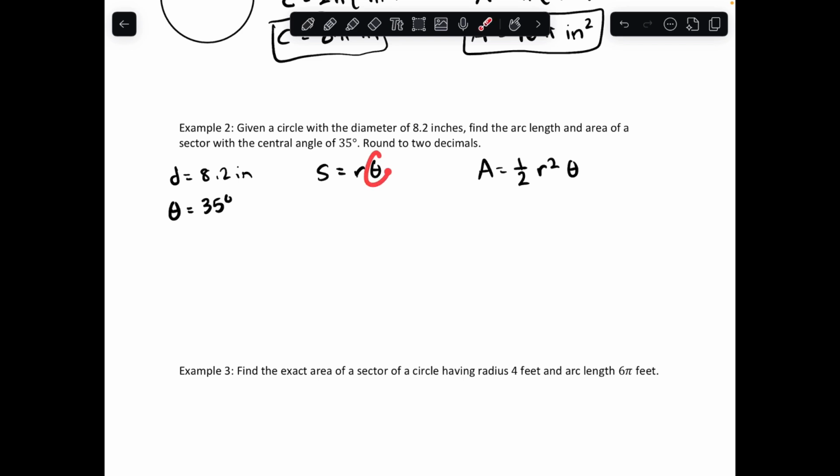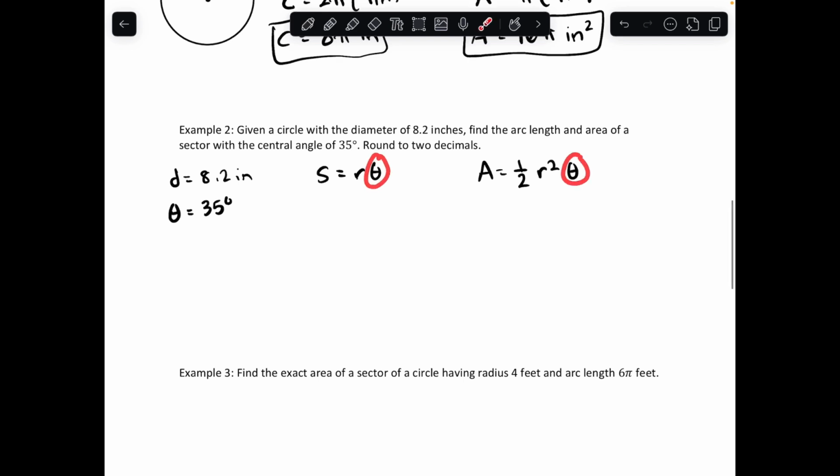We need to remember that our theta needs to be in radians, not degrees. What were we given? We were given our theta in degrees. So we're going to have to convert that to radians before we can do anything. On top of that, in both of our equations, we're dealing with a radius, not with a diameter. So we have to find our radius from our diameter first.